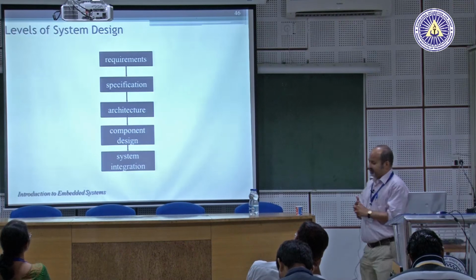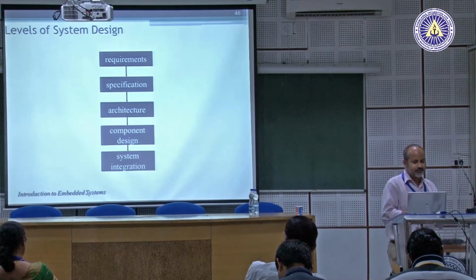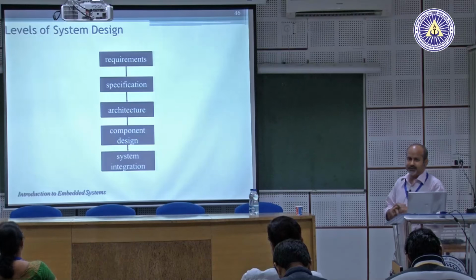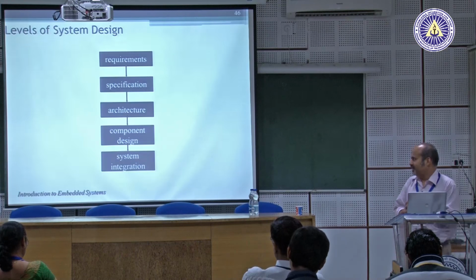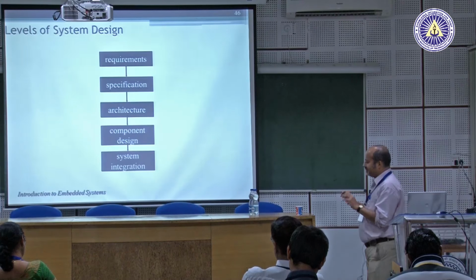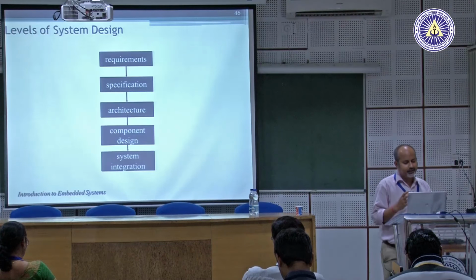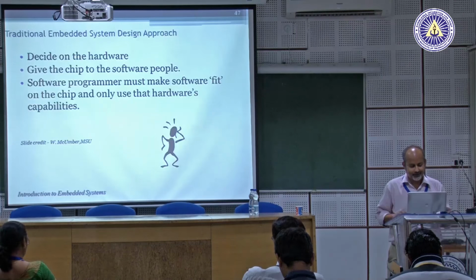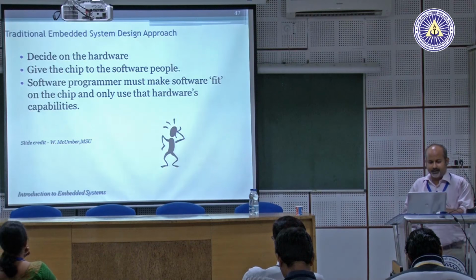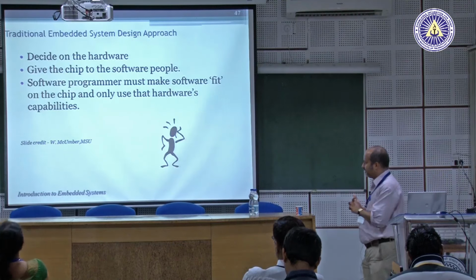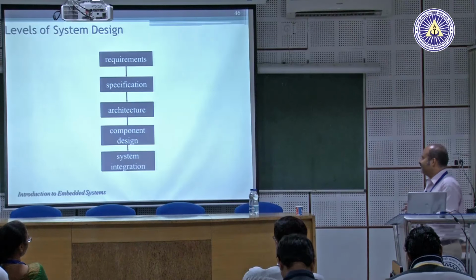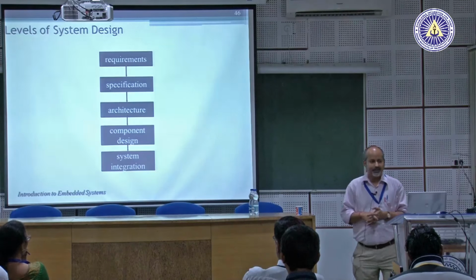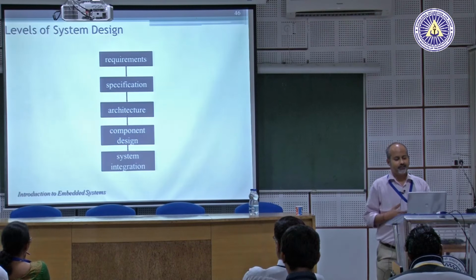So the next thing is about system design, what is involved in system design. You already understood probably by now that you have to have requirements, and you have to have a spec, and then you have to design an architecture, then you have to design each of the components, and then you have to integrate the system. Normally the way it happens in the industry is that you don't go like this. This is the academic view of the system, that from requirements you will actually generate all of these.